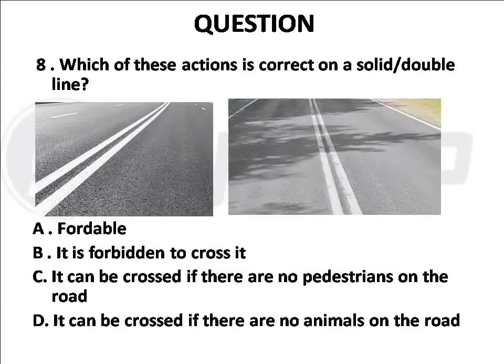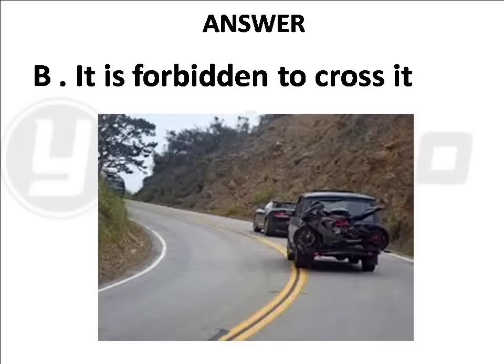Question number 8. Which of these actions is correct on a solid double line? The options are: A, it is allowed; B, it is forbidden to cross it; C, it can be crossed if there are no pedestrians on the road; D, it can be crossed if there are no animals on the road. The answer is option B, it is forbidden to cross it.